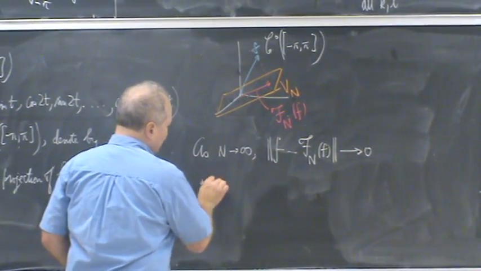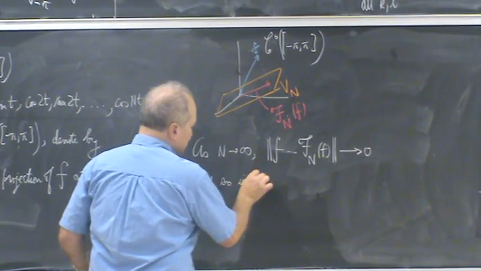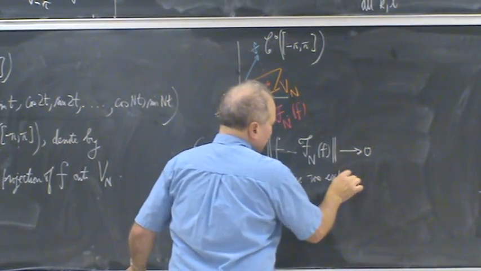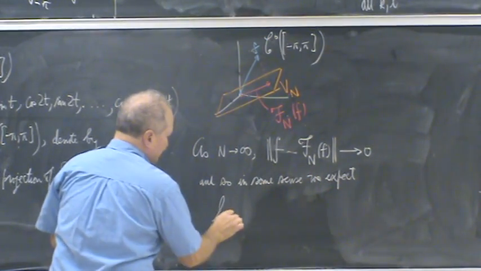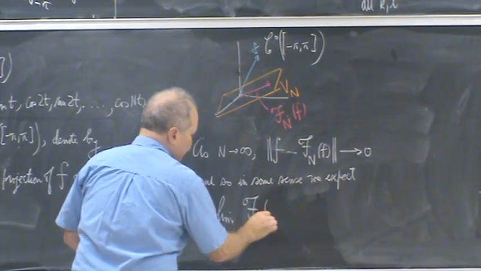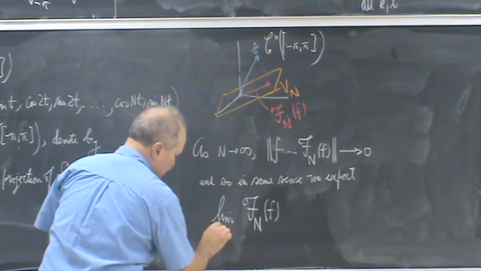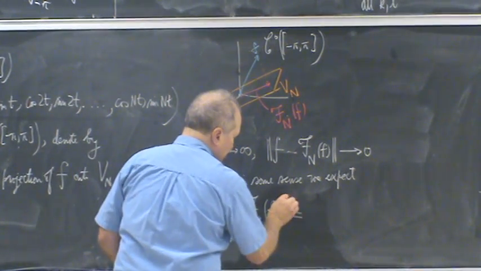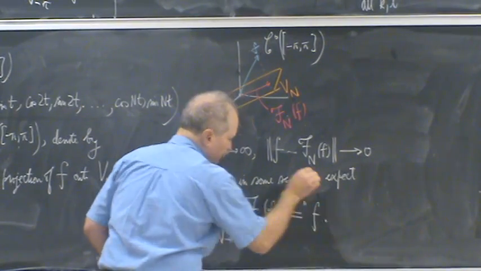And so, in some sense, we expect that the limit of these projections, as you take bigger and bigger capital N's, should more or less be your function f.